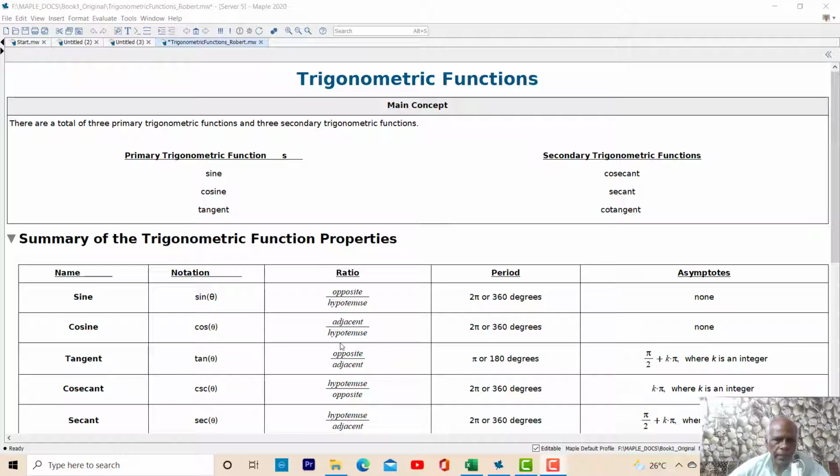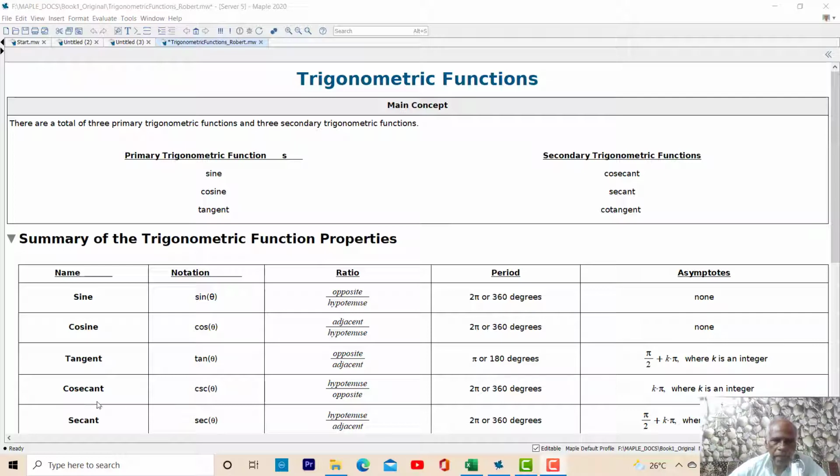Now, cos is defined as the ratio of adjacent side to hypotenuse in a right angle triangle, where hypotenuse is the side opposite to 90 degrees. And tangent is defined as the ratio of sine by cos. So when cos is 0, tangent becomes infinity. Therefore, it will have an asymptote at that point. And the period for tan is pi radians, 180 degrees only.